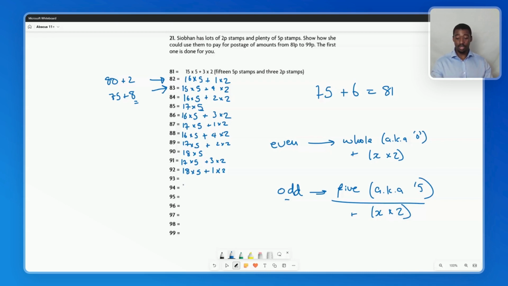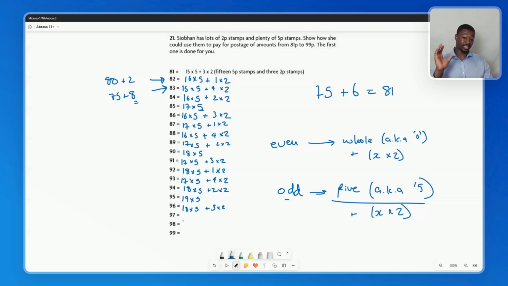So 93, we're going to go to 85, so 17 times 5. Add on the 8, 4 times 2. 94, we're going to go to 90, which is 18 times 5. We're going to add on 2 times 2, which is 4. 95, multiple of 5. This should be 19 times 5. 96, go to the 90, which is 18 times 5. Add the 6, 3 times 2.